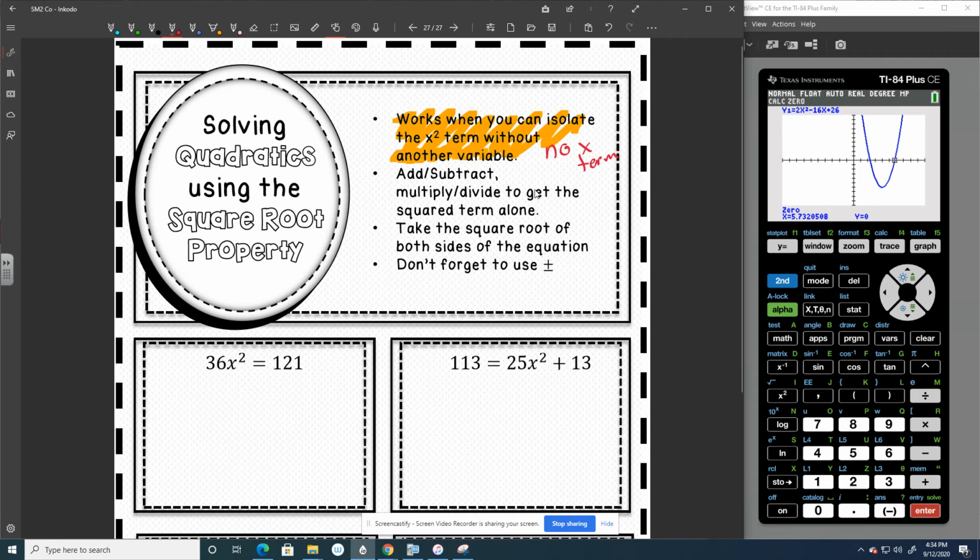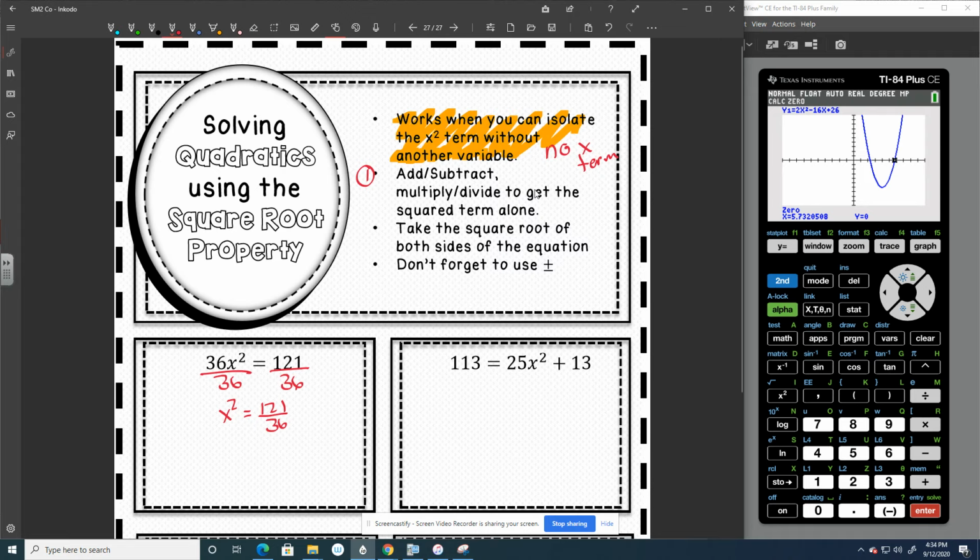So when there's no x term, the first step is to add, subtract, multiply, or divide to get the squared term by itself. So what I want to get rid of is this 36. I want x squared all by itself. So I'm going to divide by 36 and divide by 36, and I get x squared equals 121 over 36.